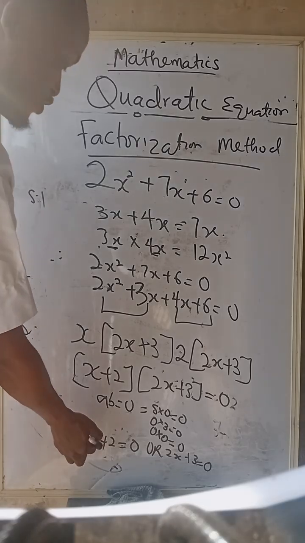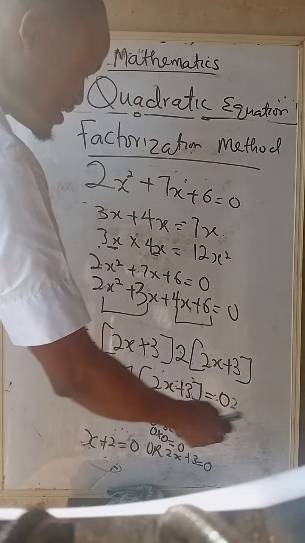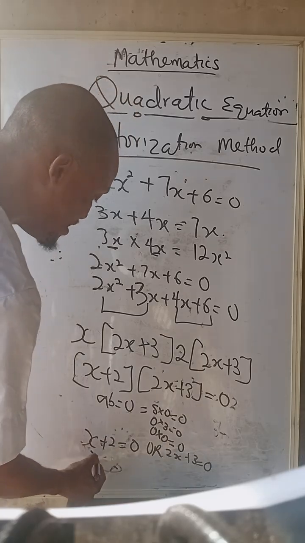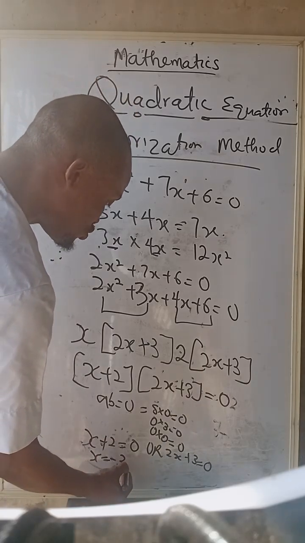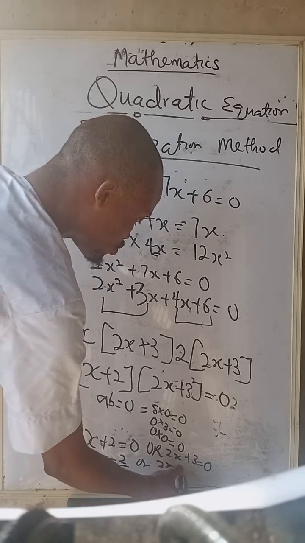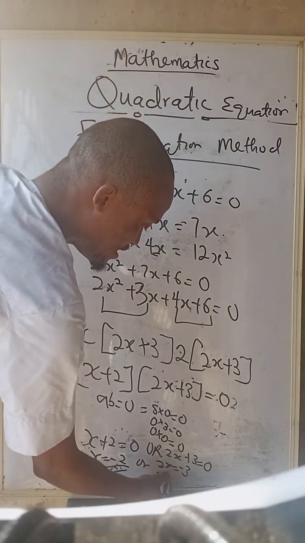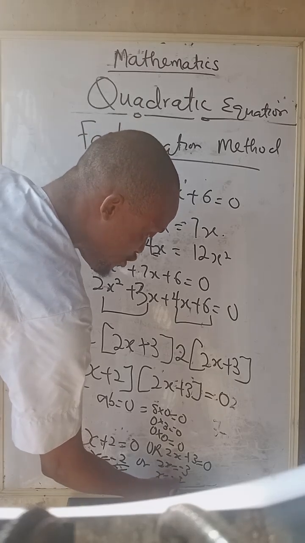If you reach this junction now, you don't need to disturb yourself. If this sign is positive, just turn it to the other side and it becomes negative. Then it becomes x equals minus 2. Or you have 2x equals minus 3. I'm taking this plus 3 to the other side. Therefore, my x equals minus 3 over 2.